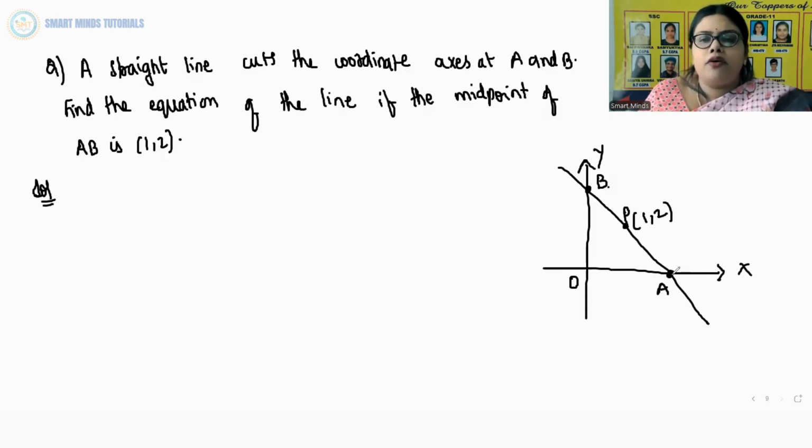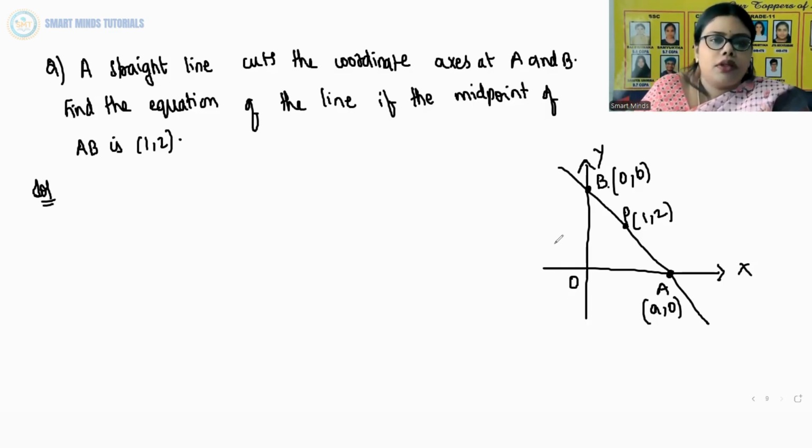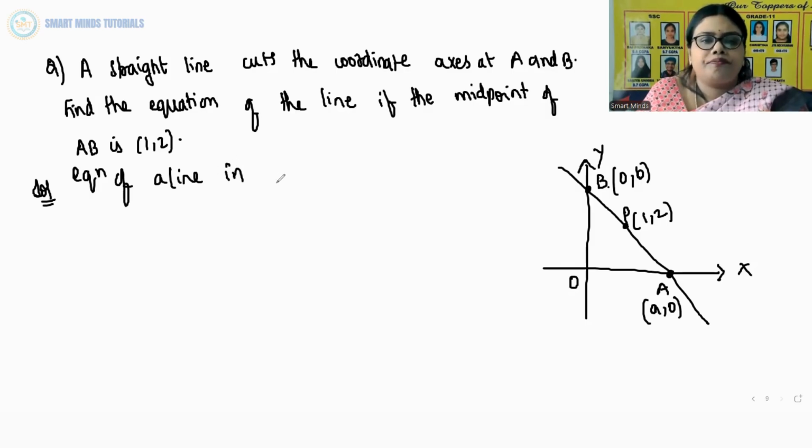Now if A is lying on the x-axis, its coordinates can be written as a, 0. If B is lying on the y-axis, its coordinates can be written as 0, b, because whenever a point lies on the x-axis, its y-coordinate will be 0. Okay. So first let us write the equation of a line in intercept form. That is x by a plus y by b is equal to 1.